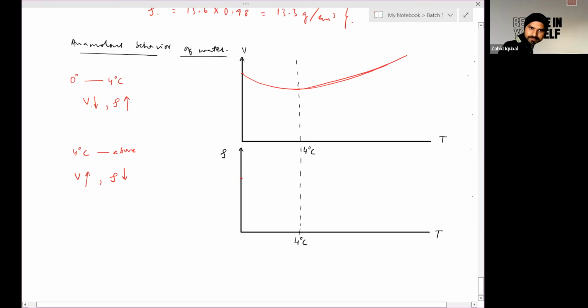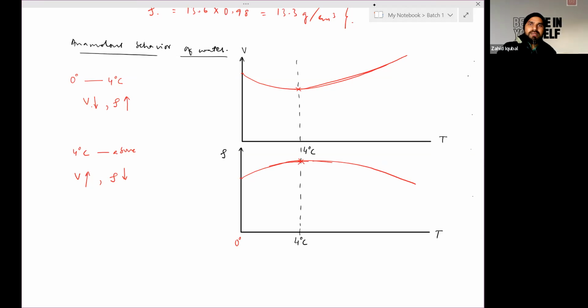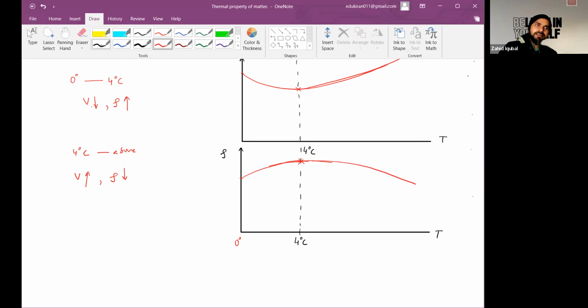Similarly, for density, it will increase from 0 to 4 to get maximum density at 4, and then on increasing temperature, it starts decreasing like this. So this is an exception only in case of water between 0 degrees Celsius and 4 degrees Celsius. It behaves just opposite of it. Why? Due to the presence of hydrogen bonding in it, we can say.